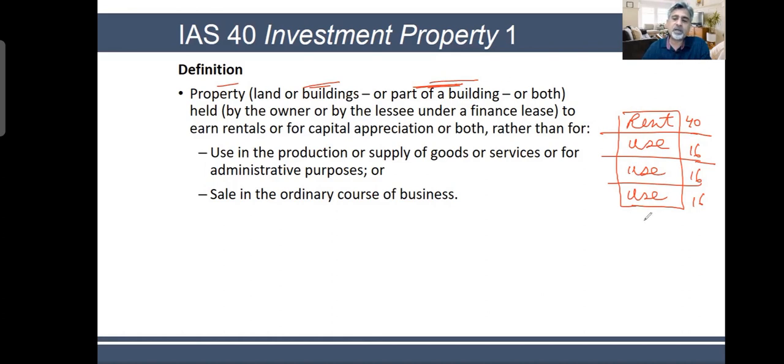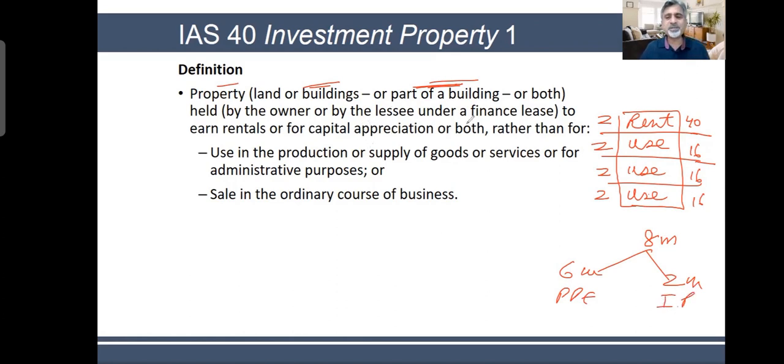Let's suppose the total building is 8 million, and assume that all of the floors have the same value. So it means 2 million per floor, four floors. In such a case, 6 million will be treated under PPE and 2 million will be treated under investment property. This is what you need to remember.